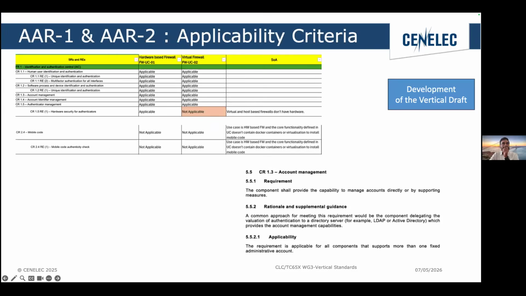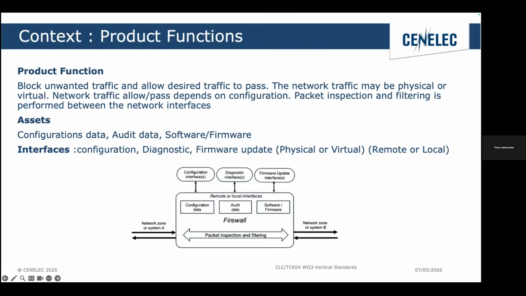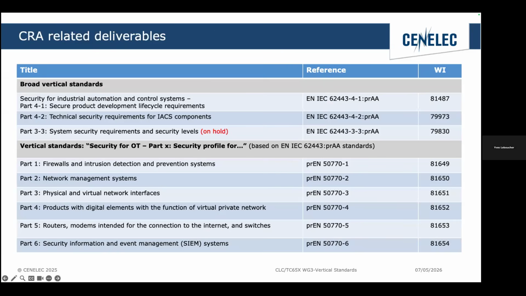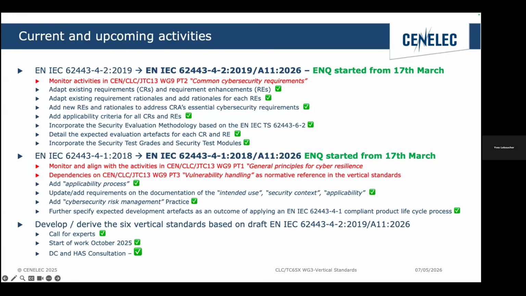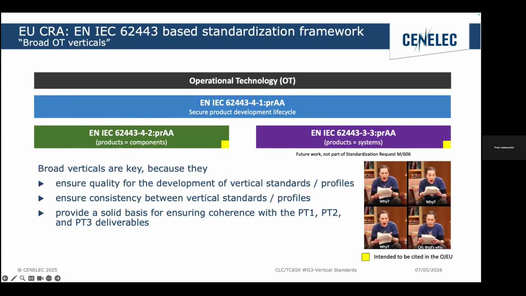So the first question is from Mr. or Mrs., I can't see it, Bispering: since it is an EN IEC 62443 standard, does that mean that the series, those two parts, -4-1 and -4-2, will show the presumption of conformity for the CRA for IACS manufacturers?